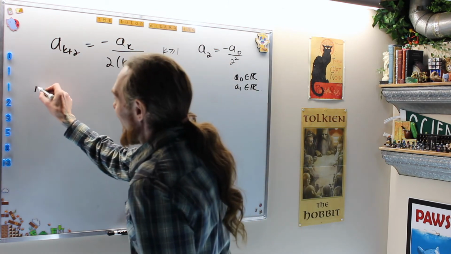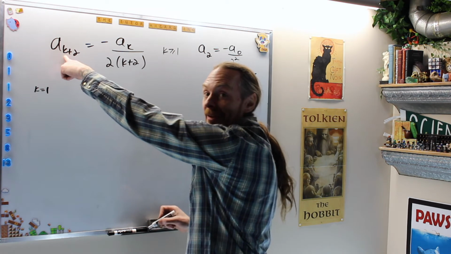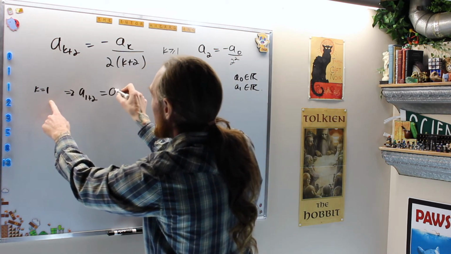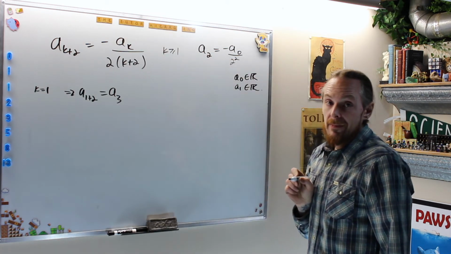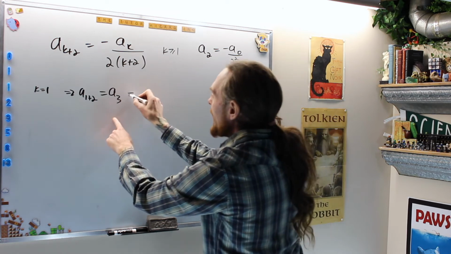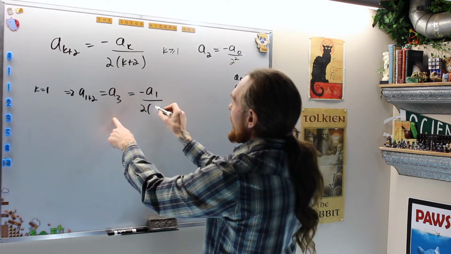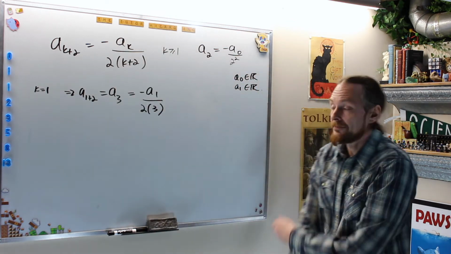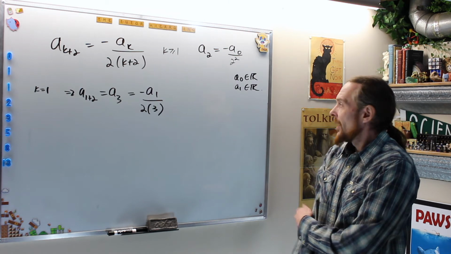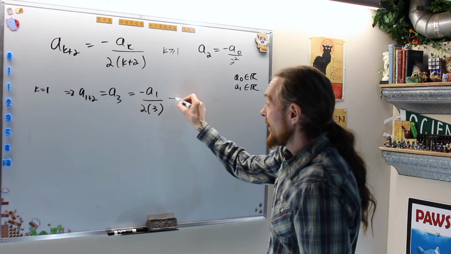So when K is 1, I get A1 plus 2, which is A3. From the recursion relation, A3 is equal to -A1 over 2 times 3. And again, we can't narrow down what A1 is, so it's going to be arbitrary, so we're going to leave it like that at first.